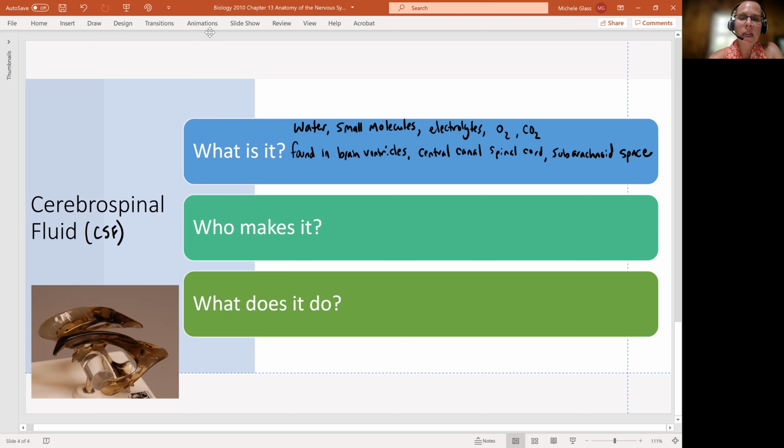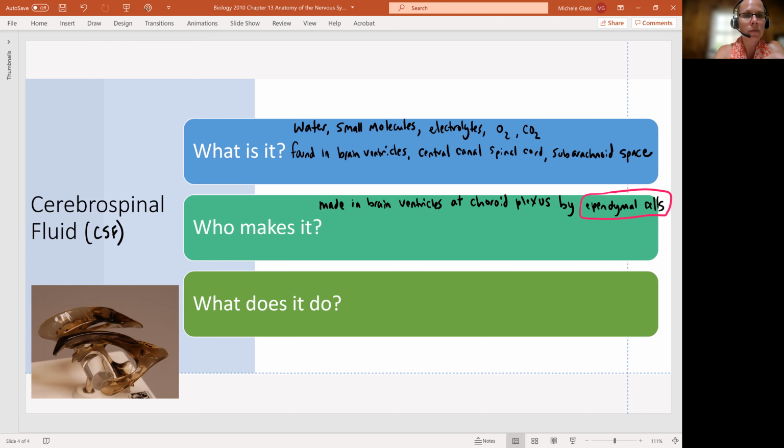And it's made in the brain ventricles at what's called the choroid plexus. We're going to go through all of this together in our lab. It's made by ependymal cells, which we introduced early on as one of our types of neuroglia cells, or glial cells.